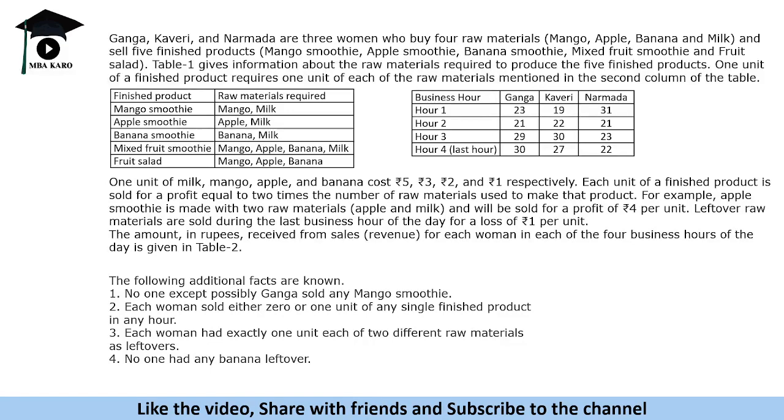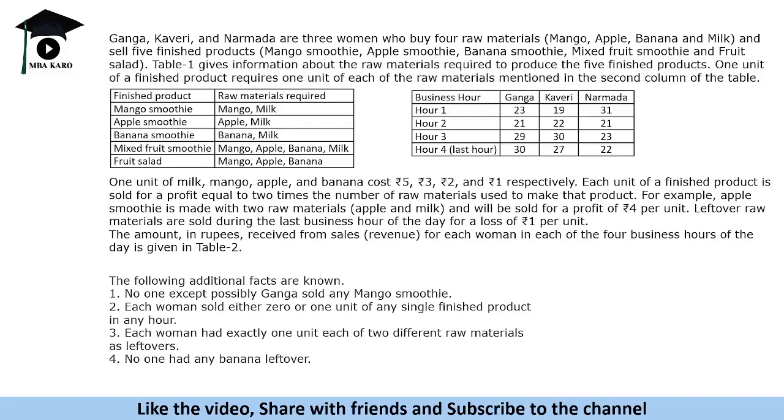Table 1 gives information about the raw materials required to produce the five finished products. One unit of a finished product requires one unit of each of the raw materials mentioned in the second column of the table. Okay, so that is the raw material given, and this is how much it is required, right? So the second column shows what all is required. Okay, so for mango smoothie you need mango and milk. Similarly, for fruit salad you need mango, apple, and banana.